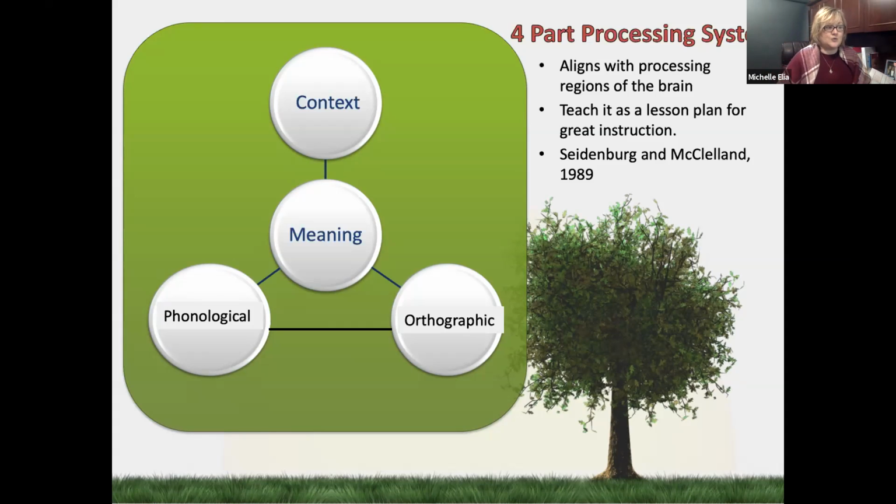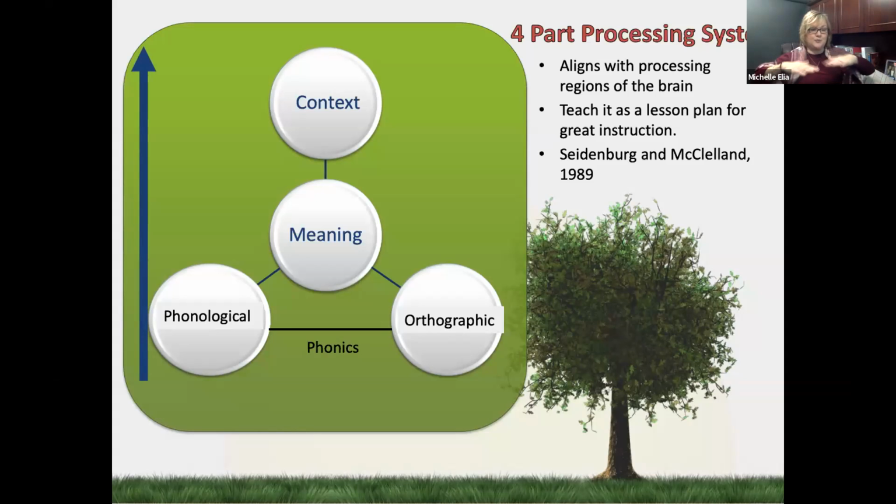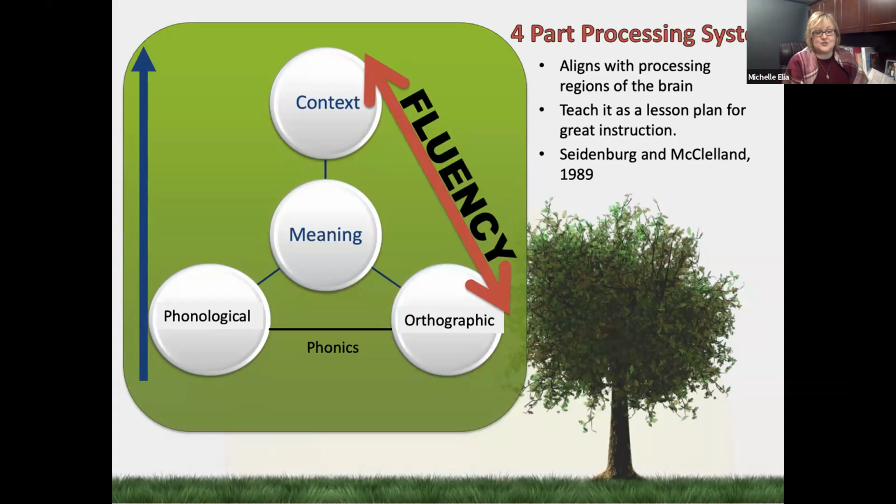But I have found that when I use this now as my lesson plan, I can ensure I'm tapping into all of these regions in the brain. And the important thing to know about the four-part processing system is that it is a bottom-up approach. We start with building that strong foundation in phonology and orthography, and then we move our way up. And so it's really important that we recognize that we have to start down here and then move upwards in order to build fluency, which ultimately, when I talk to teachers, we want fluent readers, right? That's what we're looking for.